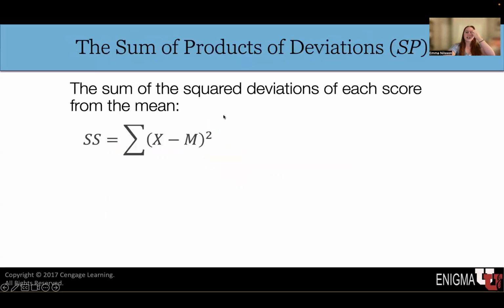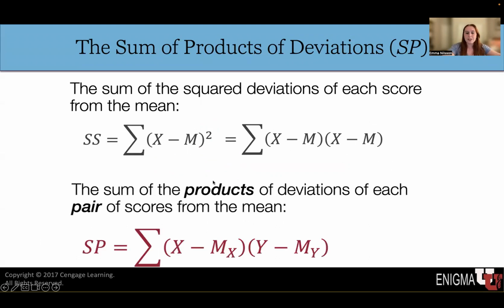Really quickly, before we jump into this, in the past, we've used the sum of the squared deviations of each score from the mean. That's when we take each of the deviations from the mean and we add them together. The sum of the products of deviations of each pair of scores from the mean is a little bit different than what we've used in the past. And that is actually this.